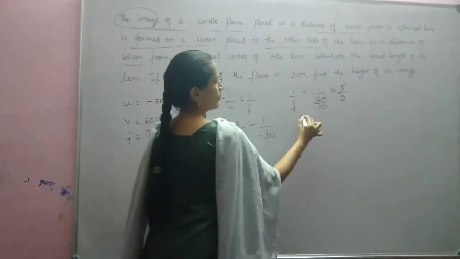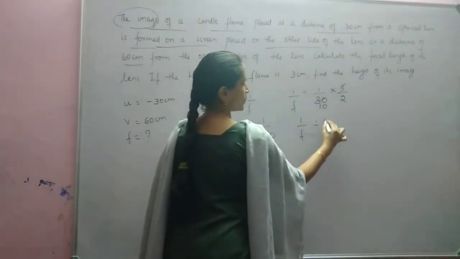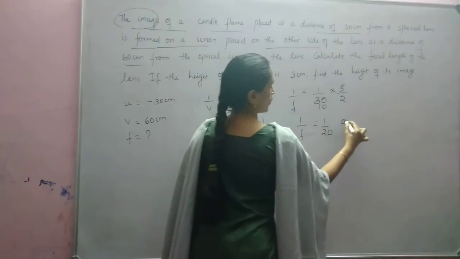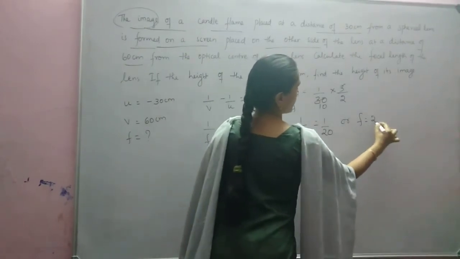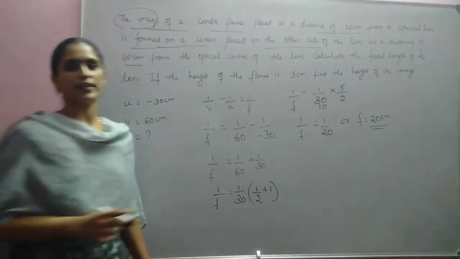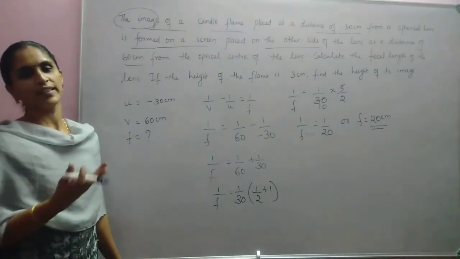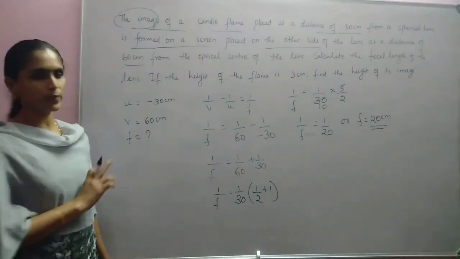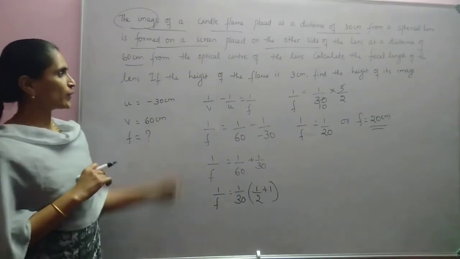So 1 by F is equal to 1 by 20, or F is equal to 20, unit is centimeter. So you got focal length as positive. From that also you can say the lens is a convex lens, since you got a positive quantity. Now what you have to find?